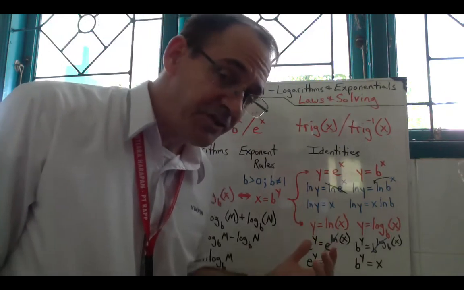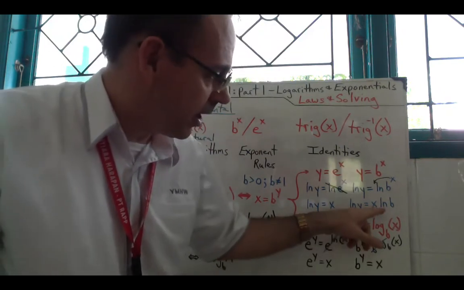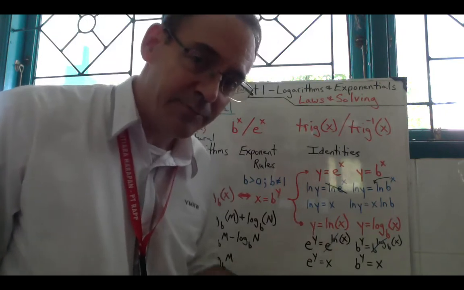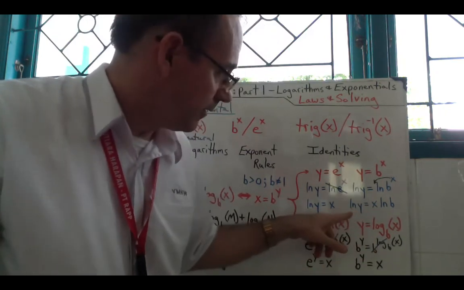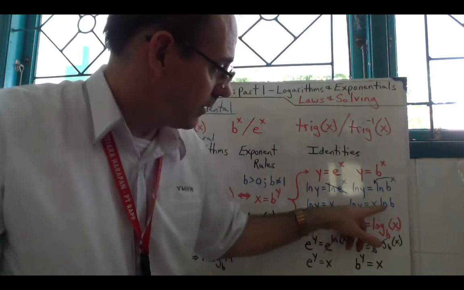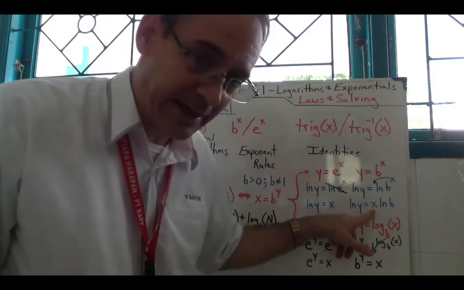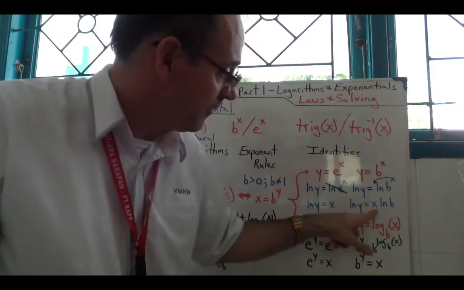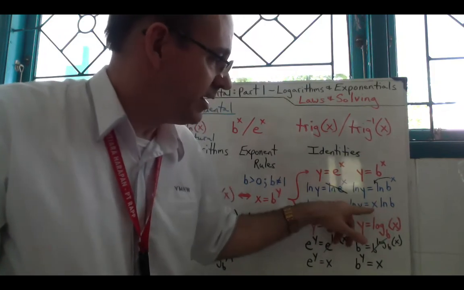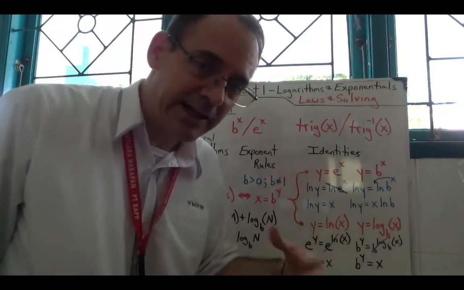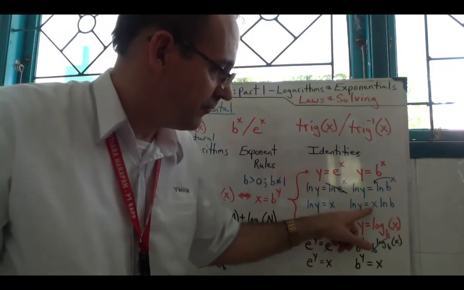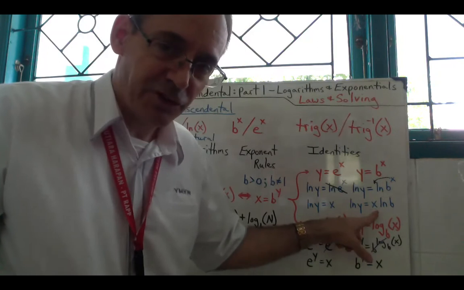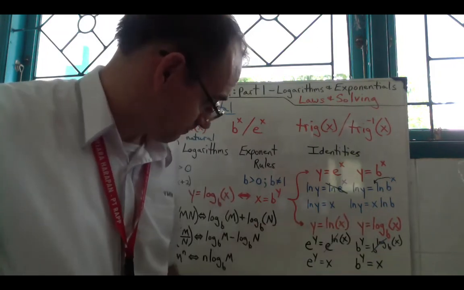Now, if b is just a number, then ln b actually becomes the coefficient of your variable x. ln y equals ln b times x. This is now multiplication. So ln b, as you calculate it, you get some decimal, and that would be the coefficient of your variable x.